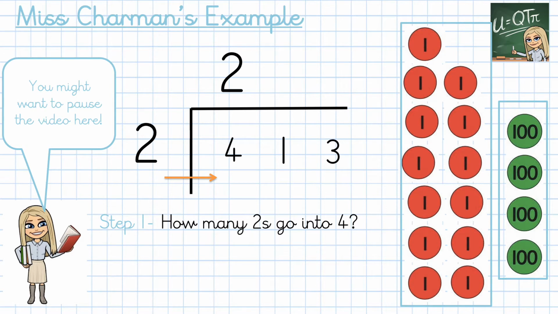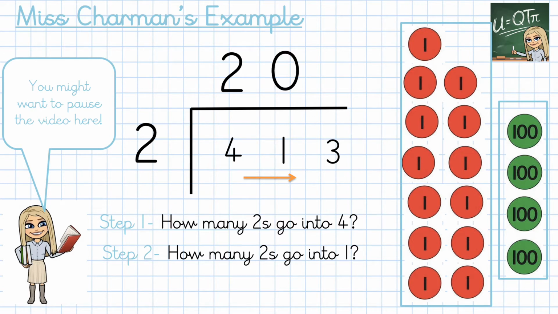I now need to work out how many 2's go into 1. We know that we can't do this because 2 is bigger than 1, so I'm going to write a 0 in the tens column. And I'm going to regroup the 1 into the ones column, which means I've now got 13 in my ones column. Finally, how many 2's go into 13?